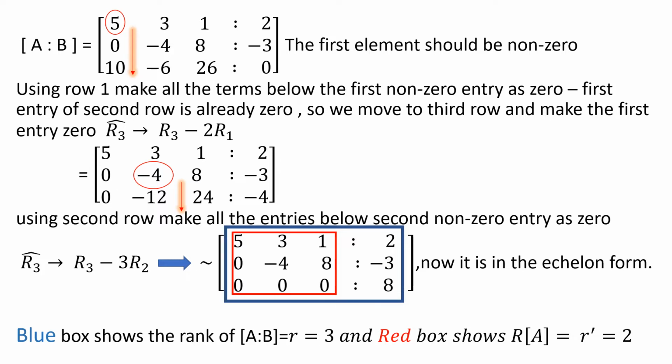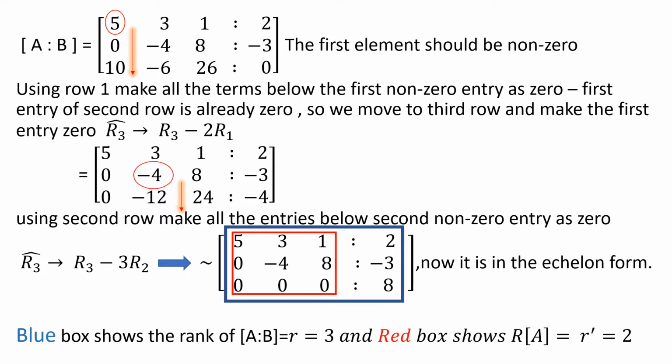Now in row 2, the first element is already 0. In row 3 it is 10. You have to make it 0 using row transformation. So new row 3 is row 3 minus 2 times row 1. So when you subtract, you will get 0, -12, 24, and -4 as shown in the matrix.